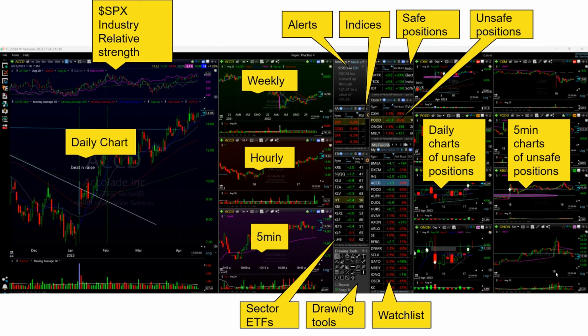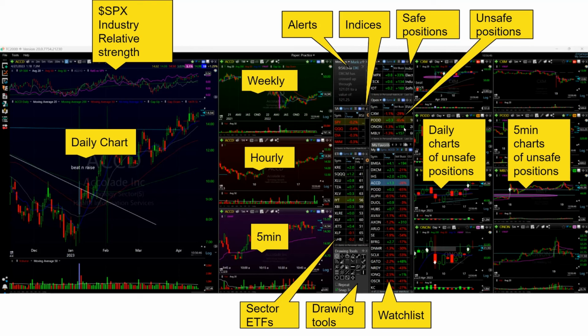And why do I want to keep these on my screen? The unsafe positions are the ones at which I am at risk of losing my money. So these are ones that I want to keep a very, very close eye on. Usually, since I'm a breakout trader, as soon as I take a trade, if I have entered it at the right time, it should take off right away. And I should be able to move the stop up the same day itself.